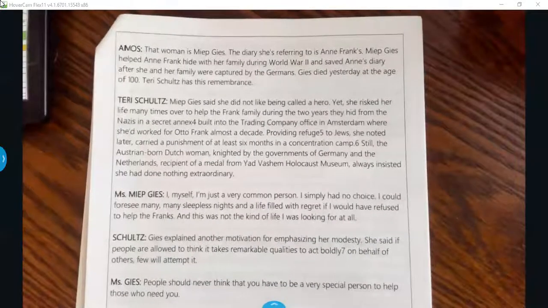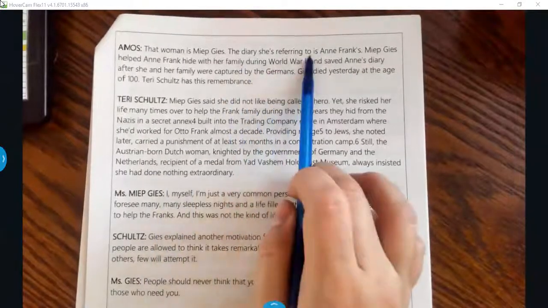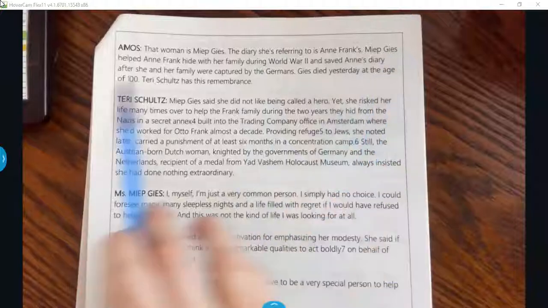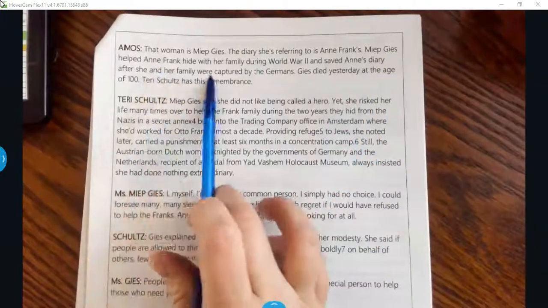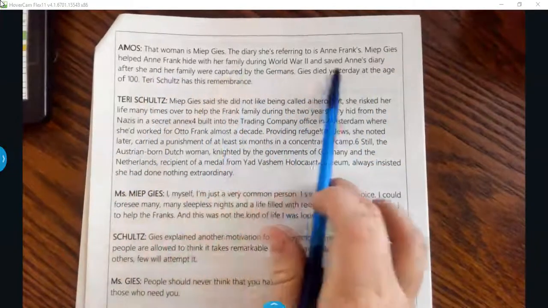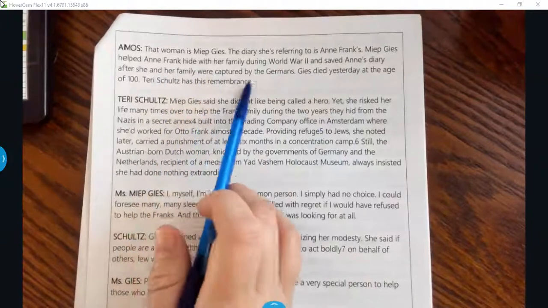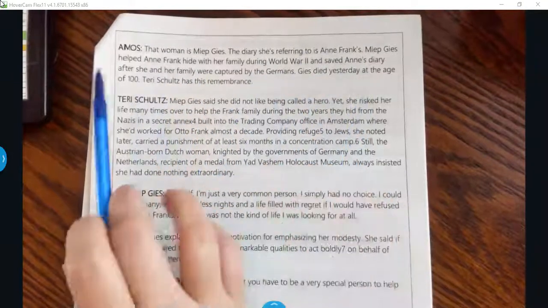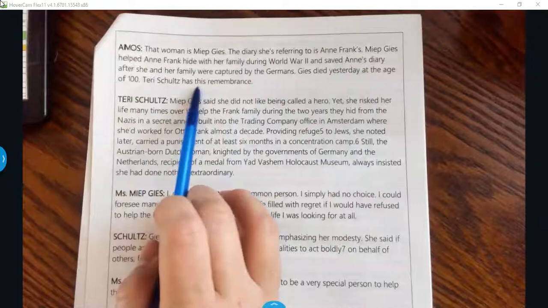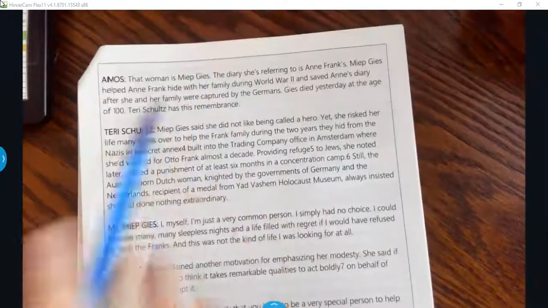That woman is Miep Gies. The diary she's referring to is Anne Frank's. Miep Gies helped Anne Frank hide with her family during World War II and saved Anne's diary after she and her family were captured by the Germans. Gies died yesterday at the age of 100. Terry Schultz has this remembrance.